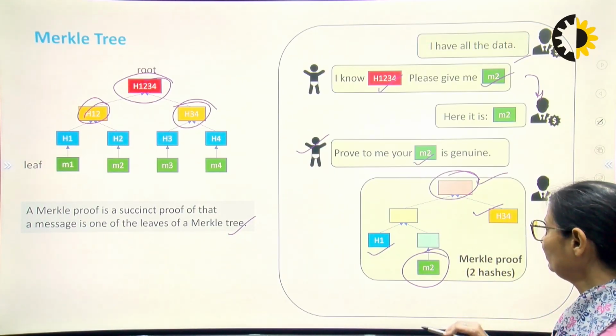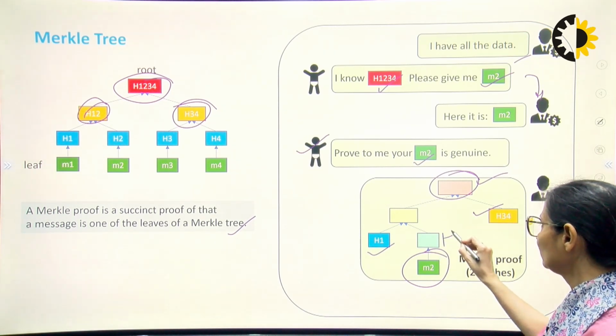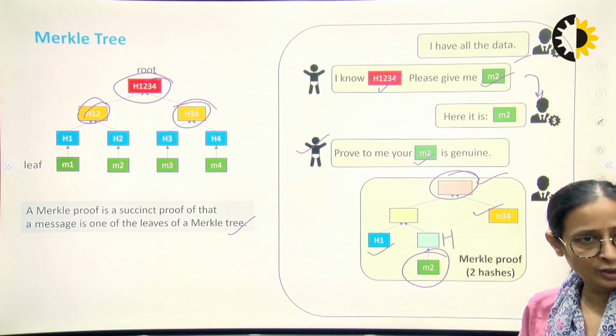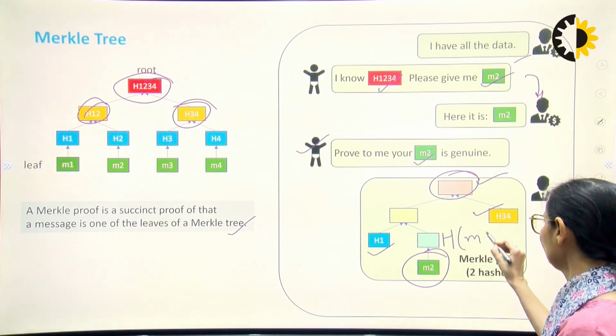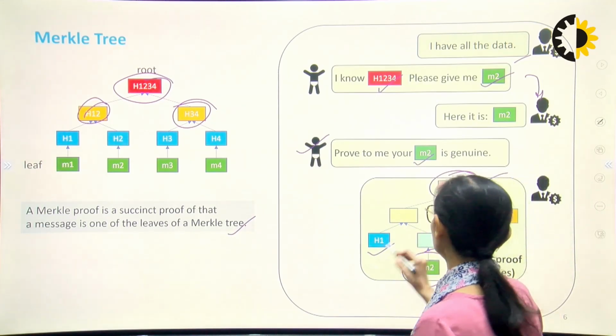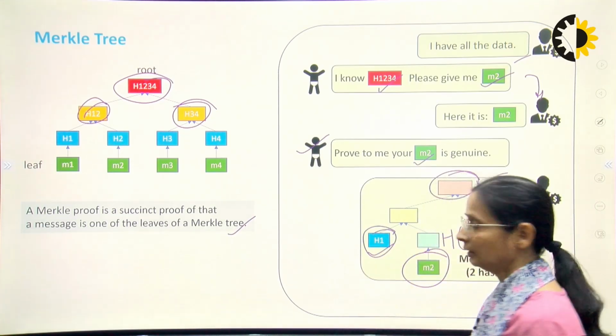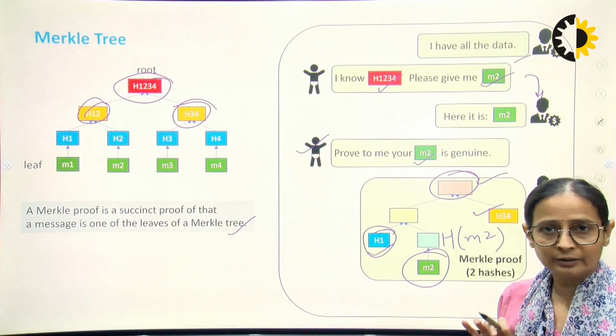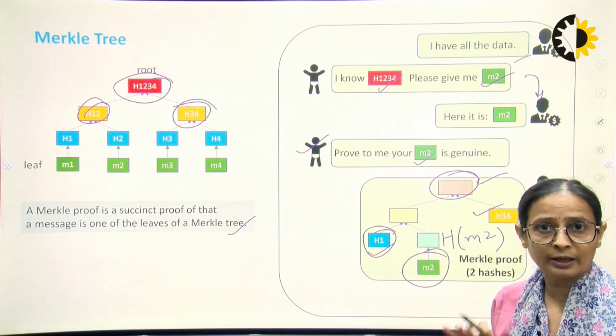Now I have M2. I will generate a hash value for this particular message M2. Now here, what will I get? I already have the hash value, but I didn't get the exact data. What have I got?